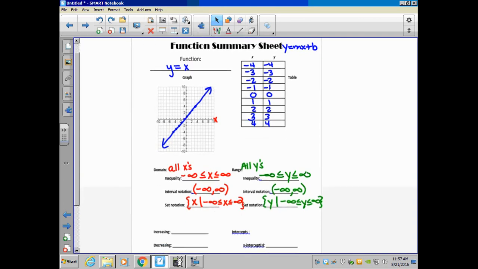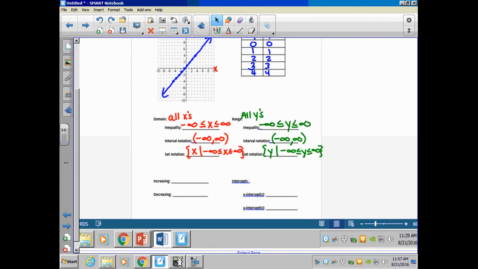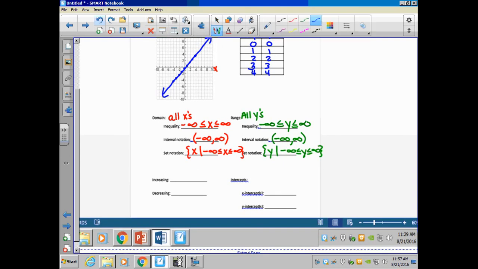Oh, here we go. There we go. Okay, so this is an increasing function because the movement is left to right. So I'm going to say, yes, this is increasing.